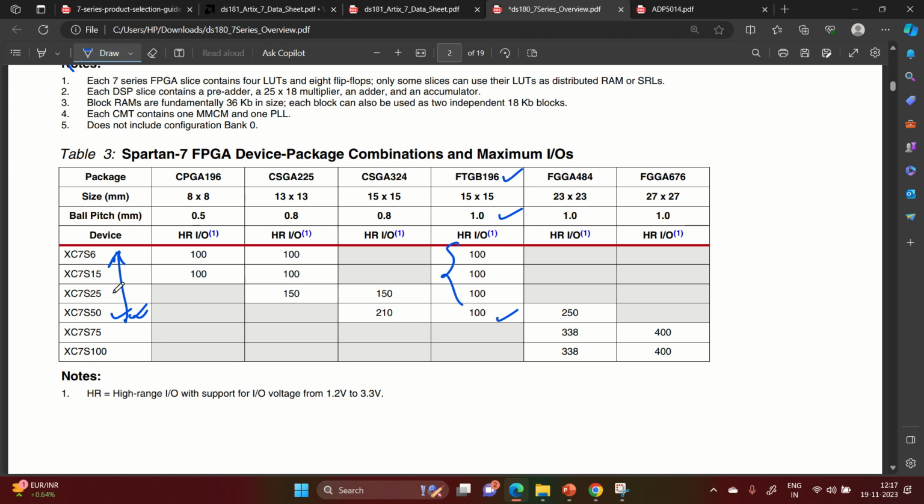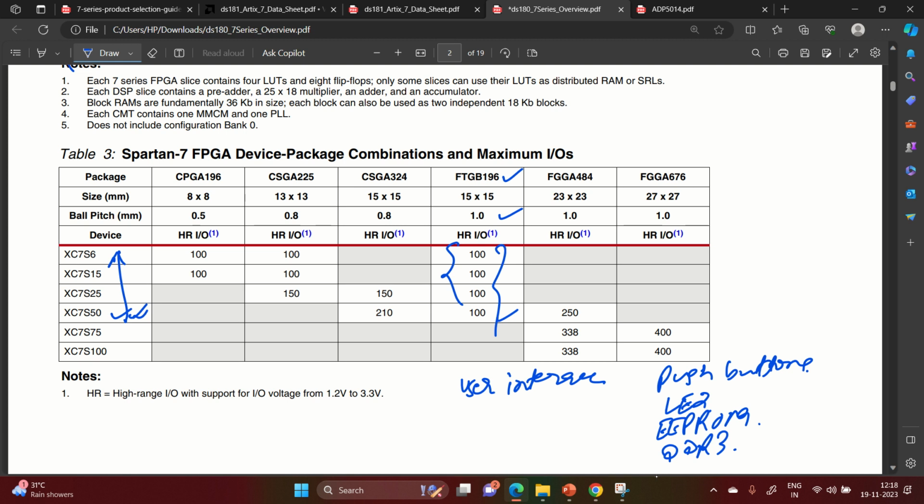So if you want to reduce your development cost or your FPGA cost, once you have designed with XC7S50, you can directly replace that device with 25, 15 or 6. There is no need to change much. All right, and an optimum number of IOs is also available, so we can easily do these things. Our main application design will be basically some user interface where you are going to control some push buttons or some LEDs, or you are going to have some memory device interfaces like EEPROM, even DDR.